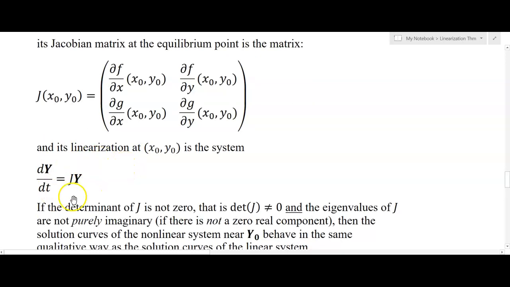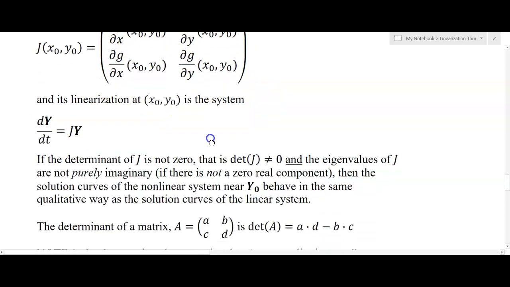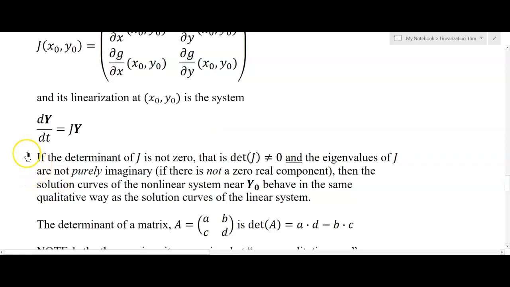So we're basically linearizing it by computing this Jacobian matrix. We'll give a little bit of insight into this. It turns out it's pretty intuitive, but let's not do it now. Now this does have some restrictions.